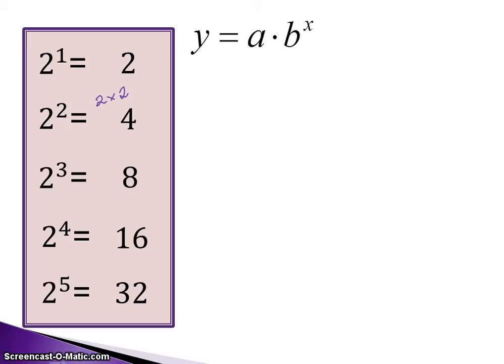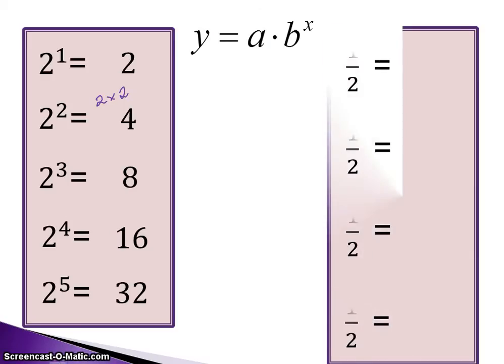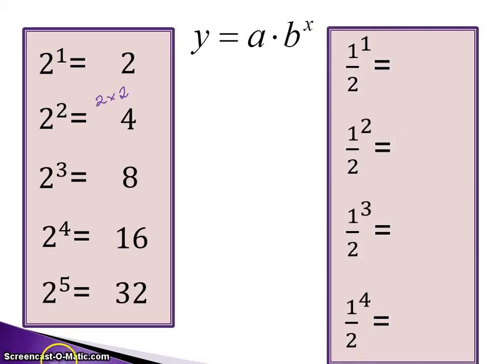If we took the same concept, but we took it towards fractions, and we used our examples of 1/2, let's see what we would come up with. 1/2 to the first power is 1/2. 1/2 squared would be 1 squared over 2 squared. So 1/2 squared would be 1 over 4. 1/2 cubed would be 1 cubed over 2 cubed. So 1/2 cubed would be 1 over 8. Therefore, 1/2 to the 4 would be 1 over 16.